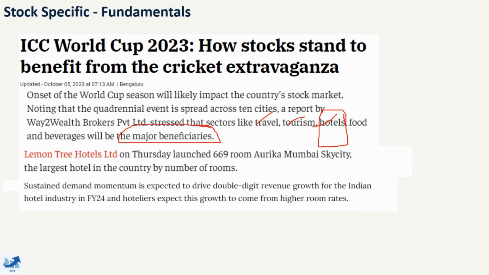Lemon Tree Hotels has opened a new hotel in Mumbai. So this particular stock is going to celebrate in the forthcoming weeks. And other hotels also reported that they expect double digit revenue growth in the Indian hotel industry for FY24. Most of the sectors are going to experience single digit growth, whereas they are expecting double digit growth in this sector, so it seems to be a very good momentum play we can ride for these particular stocks.